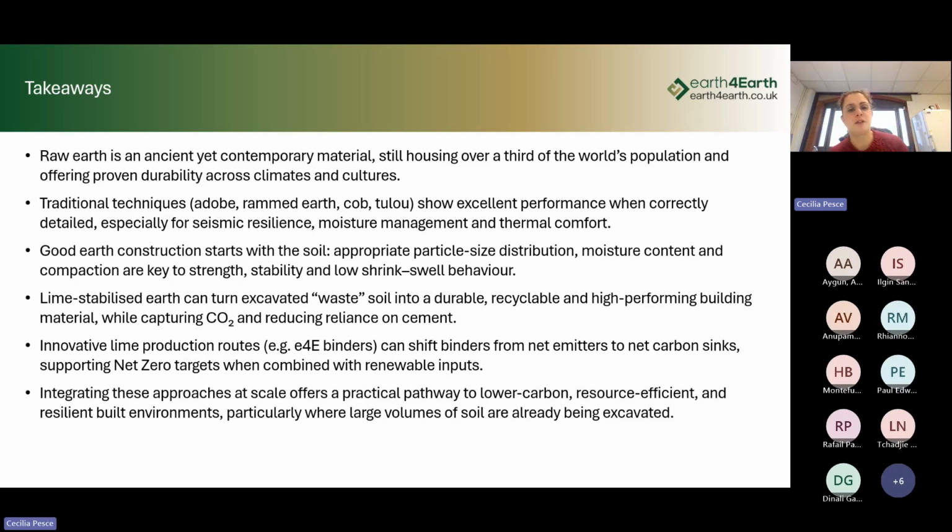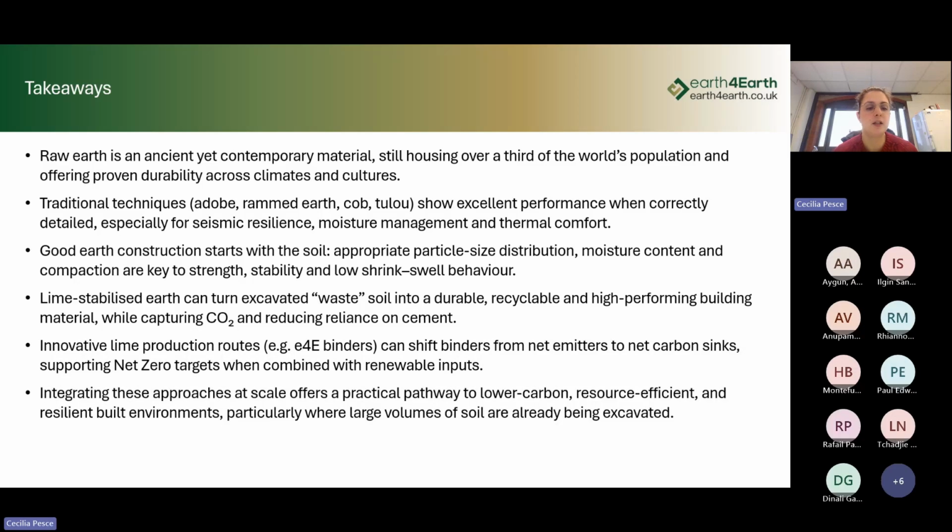Good earth construction definitely starts with the soil, so appropriate particle size distribution, moisture content, and compaction are key. Lime stabilized earth can turn excavated waste soil into a durable, recycled, and high performing building material. It captures CO2 and reduces reliance on cement. And innovative lime production routes can shift binders from net emitters to net carbon sinks. This supports net zero targets, of course.